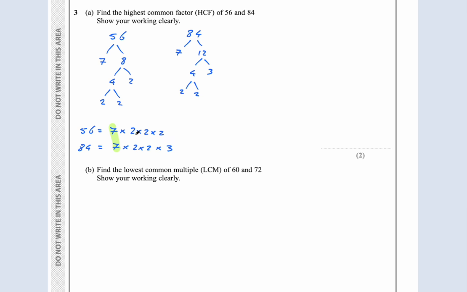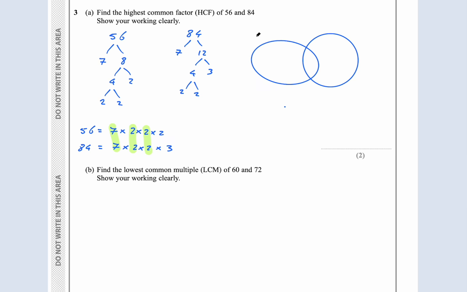So it's 7 times 2 times 2. And then I can't multiply anything else because the 2 and the 3 don't have a common pair. And if you were to draw this as a Venn diagram, you don't have to draw the Venn diagram here, guys, but I often recommend it.